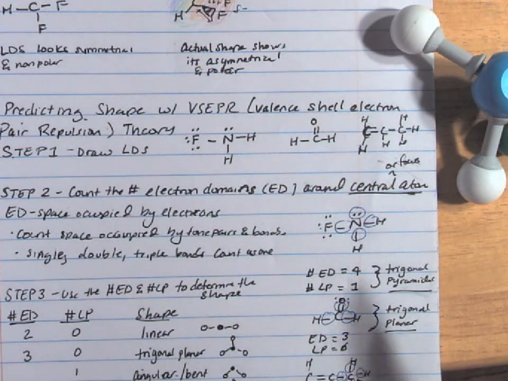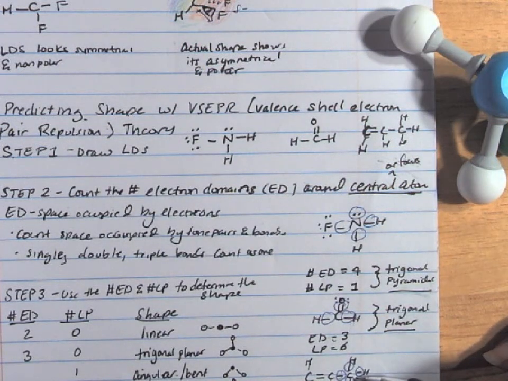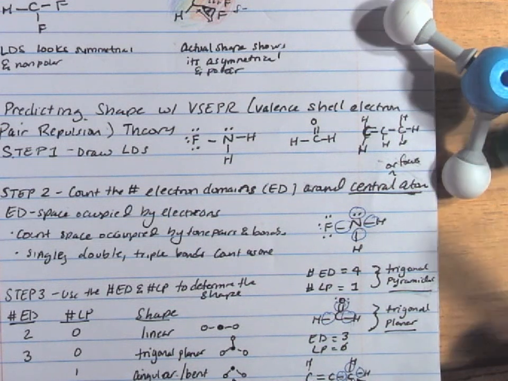The last one here, if we're focusing on one atom, let's say we focus on the carbon with all single bonds around it. 1, 2, 3, 4 electron domains, 0 lone pairs. That's again our tetrahedral shape.